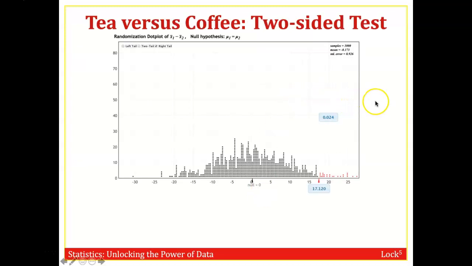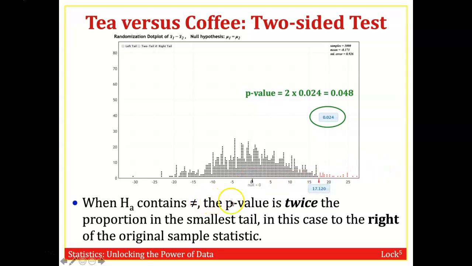So here's the setup now for the same randomization. Here's our test statistic of 17.12, but the way we're going to calculate the p-value now is to double this tail probability. So why did I click right tail here? Well, because this area to the right is much less than the area to the left, right? We're taking the smallest tail, so the p-value is twice the proportion in the smallest tail, in this case to the right of the original sample statistic.